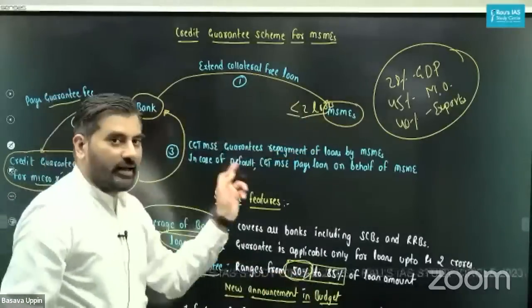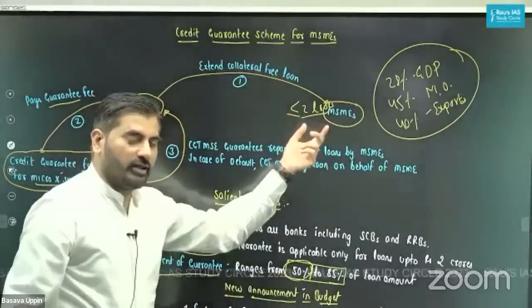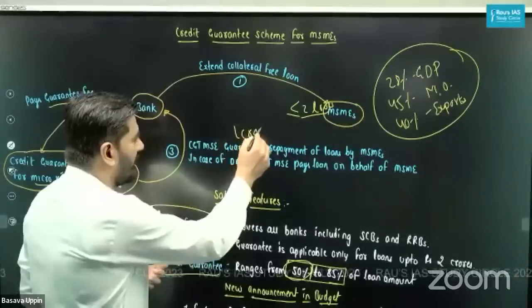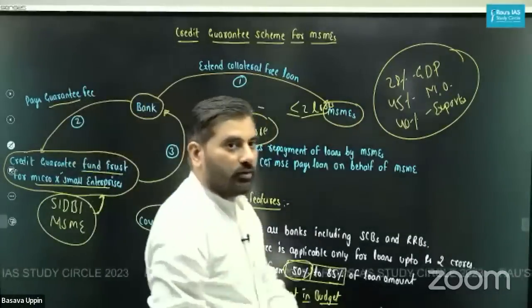So let's say the guarantee is, for example, 50%. This MSME has taken loans worth 2 crores. In future, this MSME fails to repay the loans. Then this entity will pay how much in this case? 1 crore.